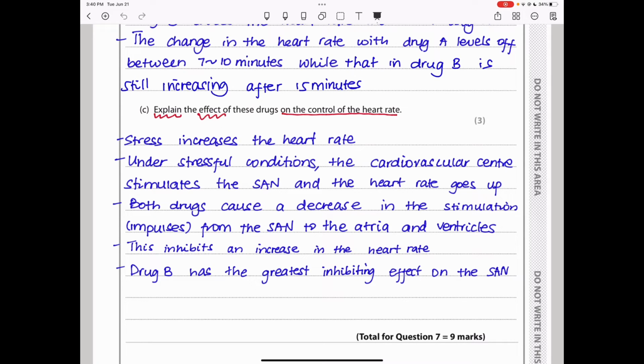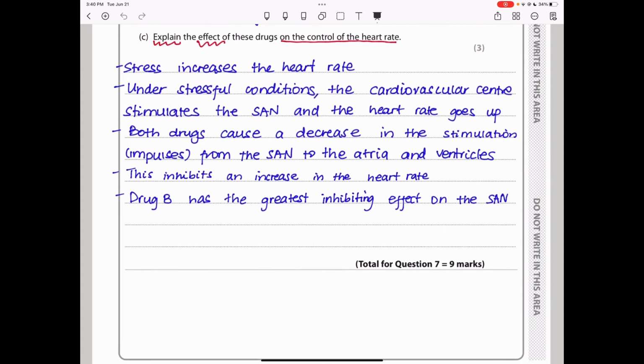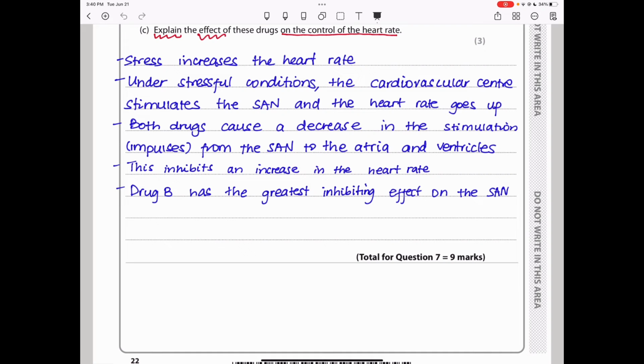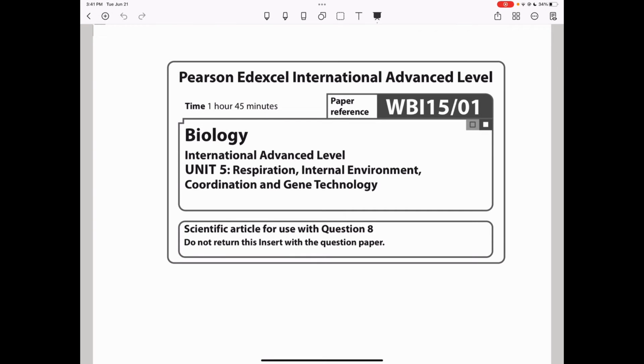And finally, we can see drug B has the greatest inhibiting effect on the sinoatrial node. So if there was further experiment to be carried out, drug B would be a good candidate to be used. This brings us to the end of question 7. I will move on to question 8. Question 8 is about the scientific articles. So I will begin by showing you the scientific articles.